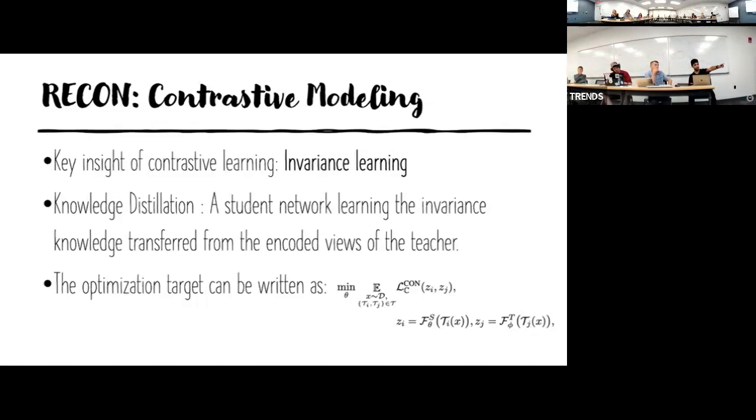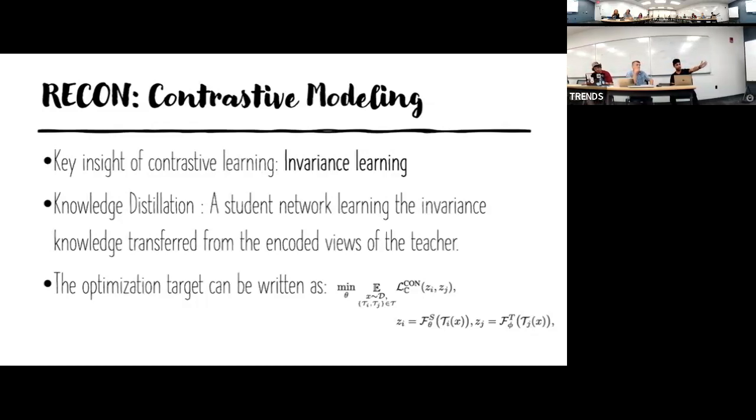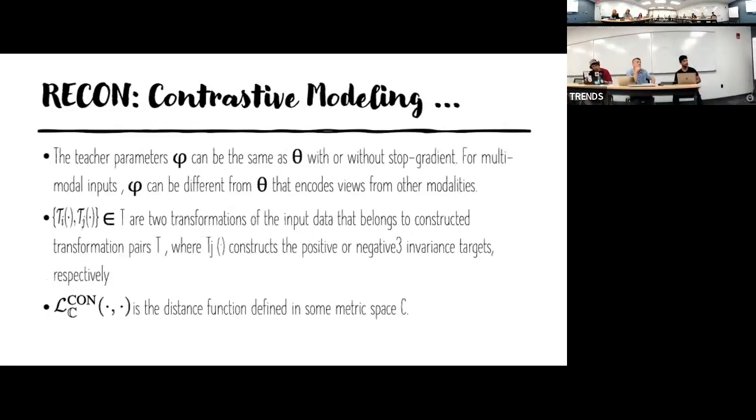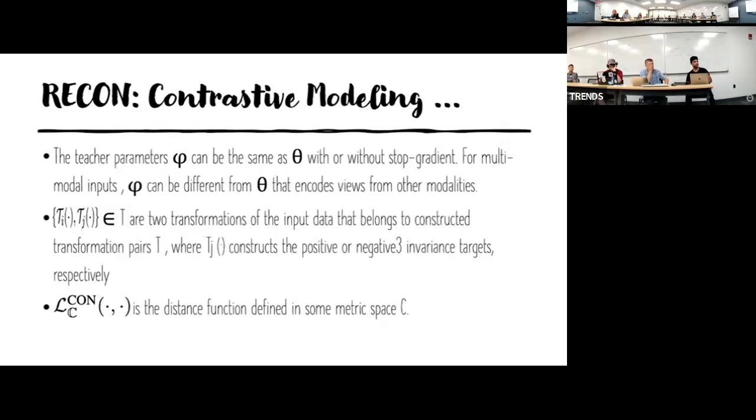So you have X, which has been transformed, which is T of I, and you give it to some function which has the parameter theta. Theta parameter will be associated with your student, and phi parameter will be associated with your teacher. So I'll just explain here: the teacher parameter phi can be the same as the theta parameter, but without the stop gradient.